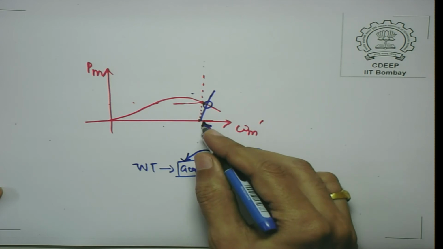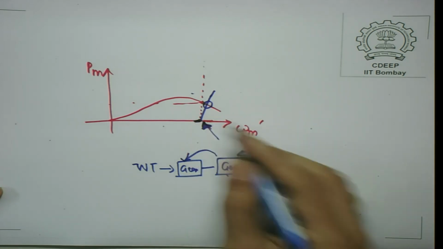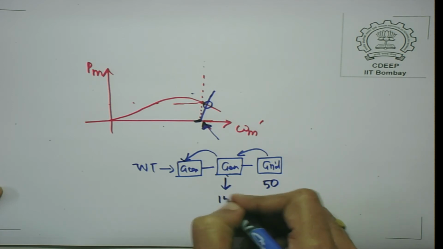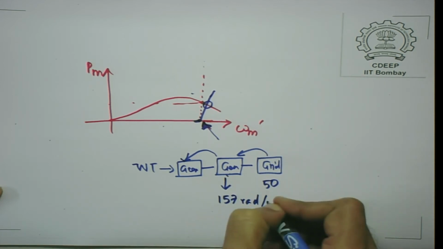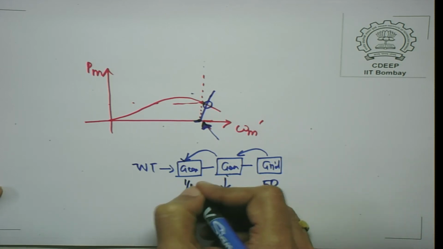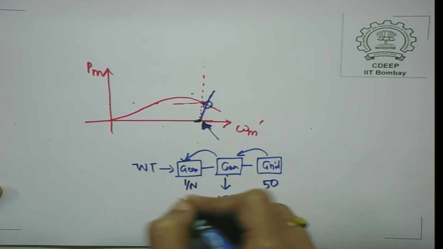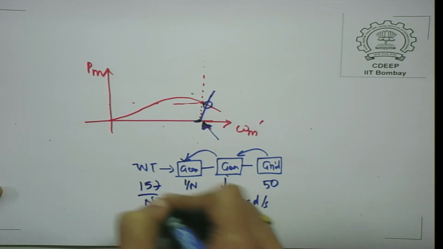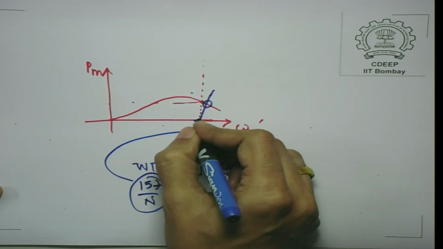So, that in fact at this point is 50 hertz. If it is a 4 pole machine, this will be 157 radian per second. If your gear ratio is 1 upon n, in that case your referred speed will be 157 by n. Okay. So, this 157 by n will be here.